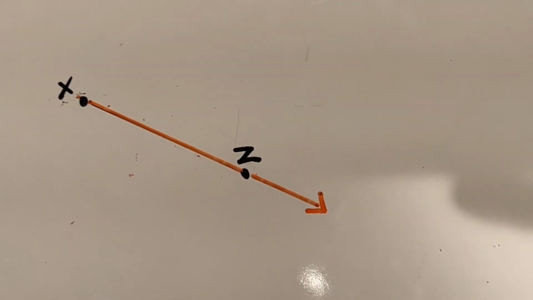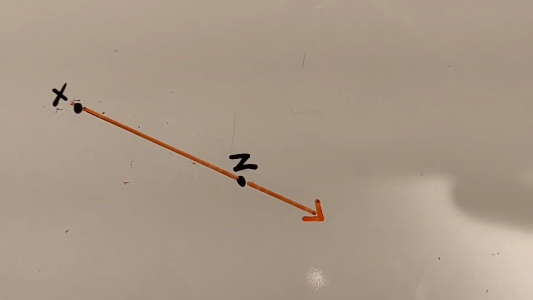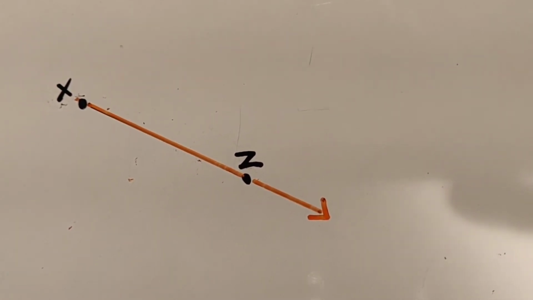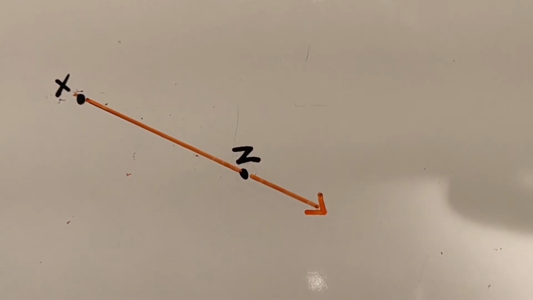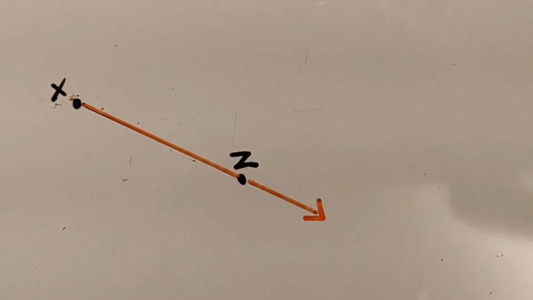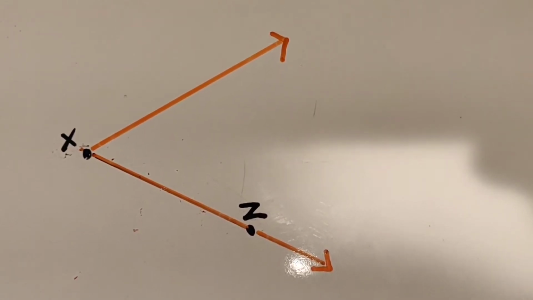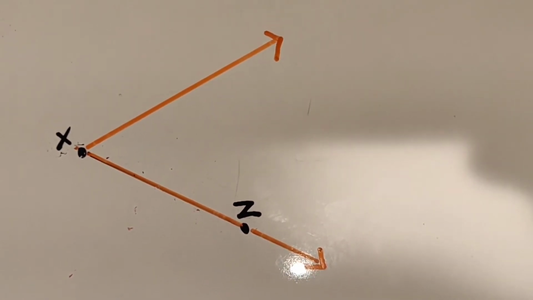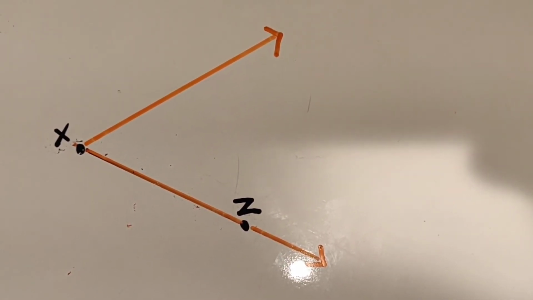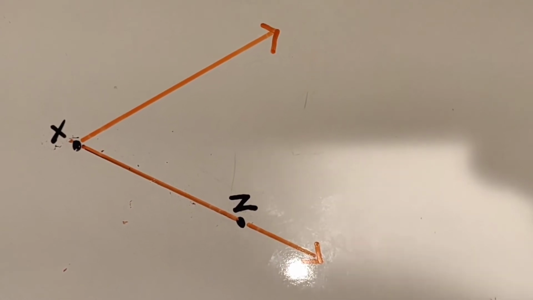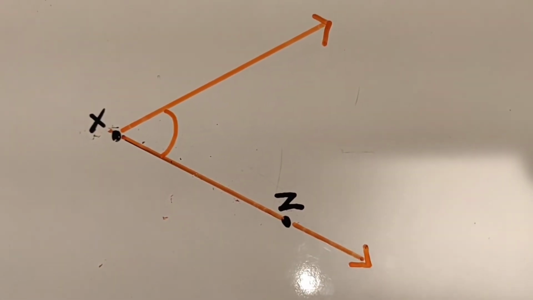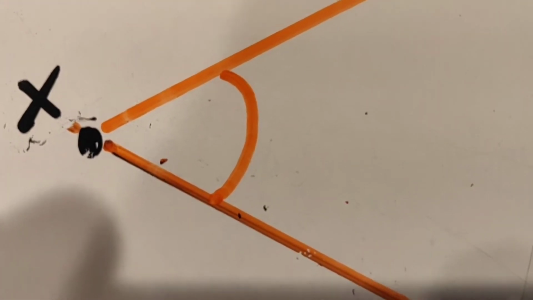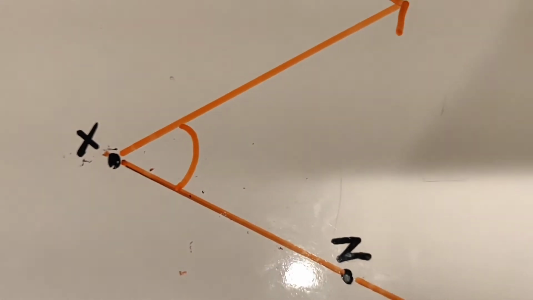An angle is when you draw 2 rays both starting at the same point. So notice I'm going to draw a second ray starting at point X. So now we have 2 rays starting at point X. And in between those 2 rays is an angle, which is often shown by that kind of part circle or that curved line between the 2 rays.